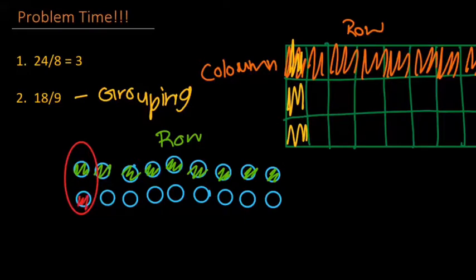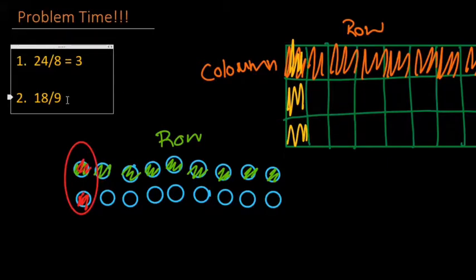It is 2 because 1, 2. Our answer is 2. That's why it's so convenient. We have 9 in the group. We have 9 different groups. We have 9 groups of 2s. So our answer is 2.